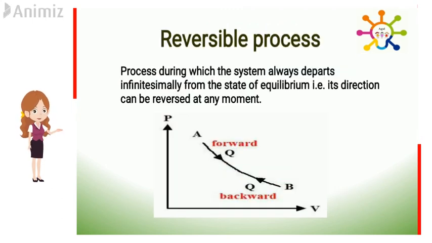Reversible process. A process during which the system always departs infinitesimally from a state of equilibrium. That is, its direction can be reversed at any moment. This PV graph shows that it takes the path from A to B in the forward direction, and in the same way B to A in the opposite direction along the same path. That is a reversible process.